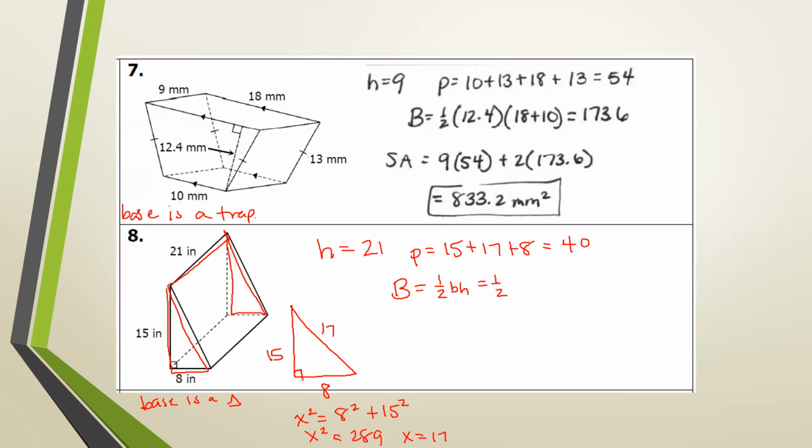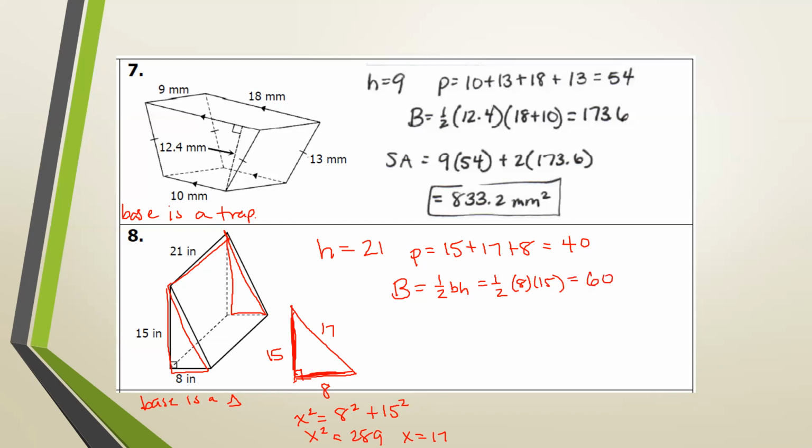Remember, base and height are perpendicular. So the numbers that I need to use here are 8 and 15. Those are the perpendicular sides of my triangle. 8 and 15. And you could have flip-flopped those. You could put 1/2 times 15 times 8. Doesn't matter, we're going to get the same number. So the area of the base is 60.